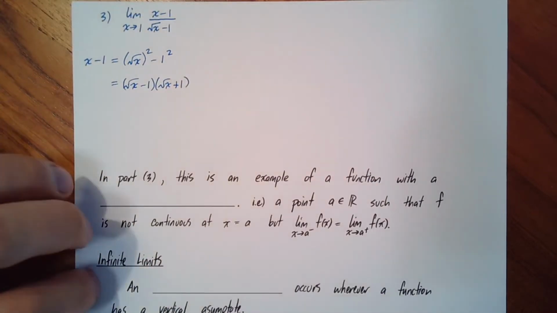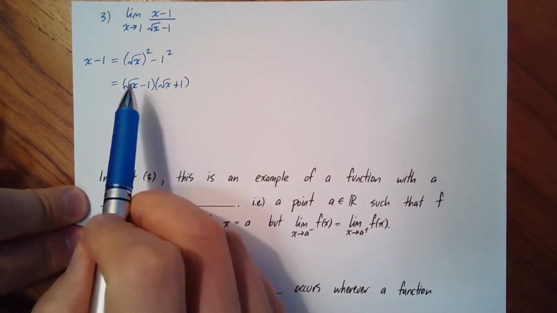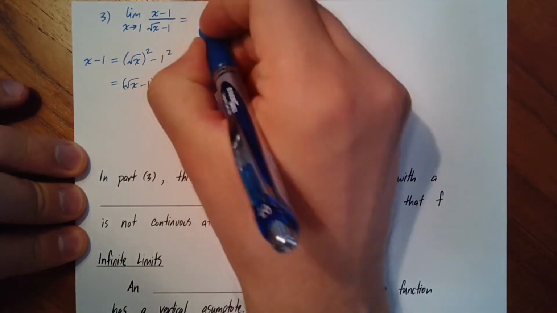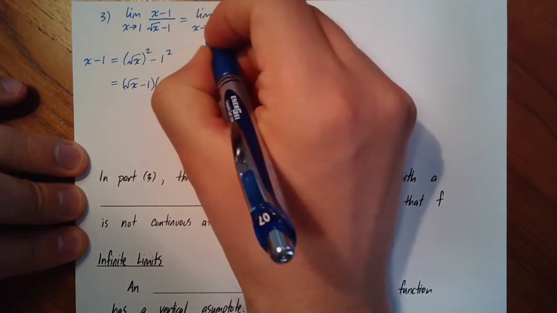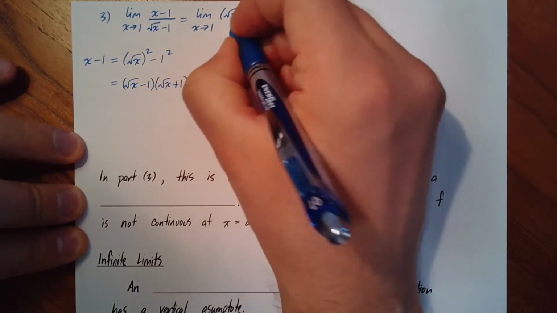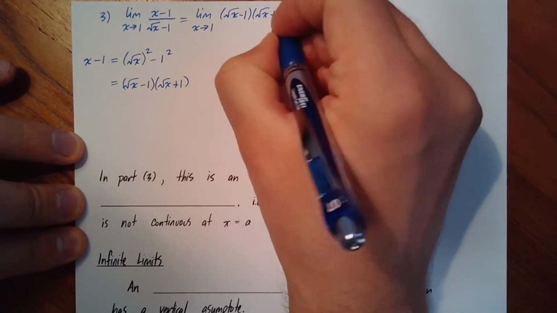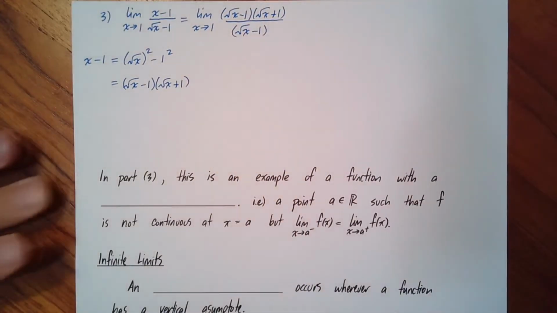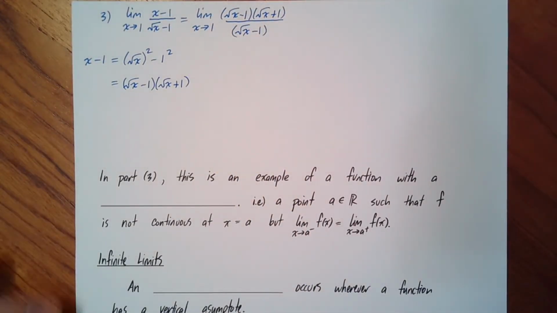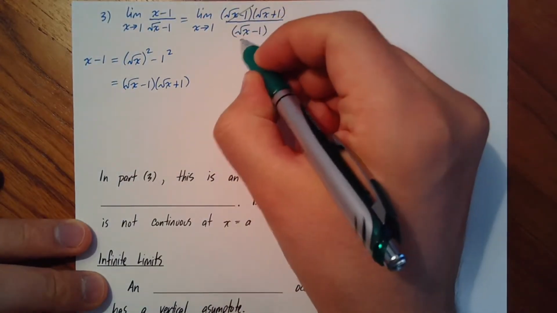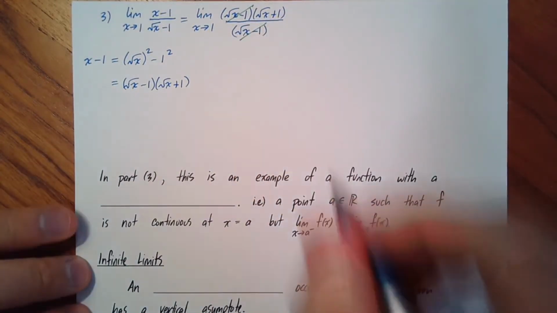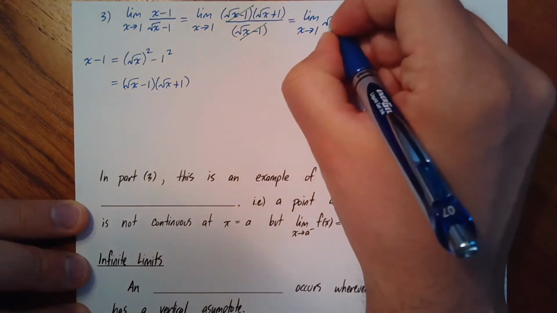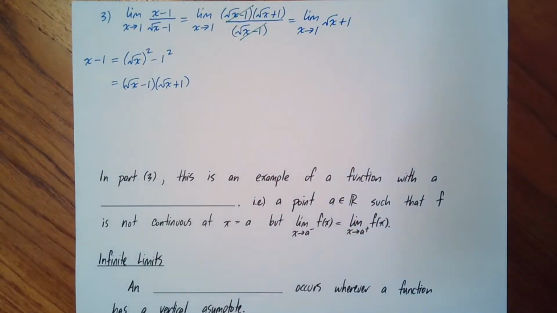And then if we apply that to our limit now, let's substitute this expression in for x minus 1 in our numerator. So we're going to get the limit as x approaches 1 of root x minus 1 times root x plus 1, all over the root x minus 1 that was already there. And now you can see that common factor, right? We had a common factor of root x minus 1, which we can cancel. Okay, and that gives us now the limit as x approaches 1 of the square root of x plus 1.